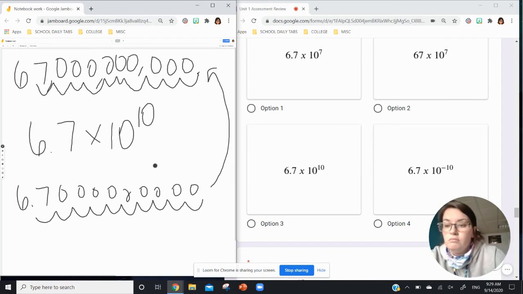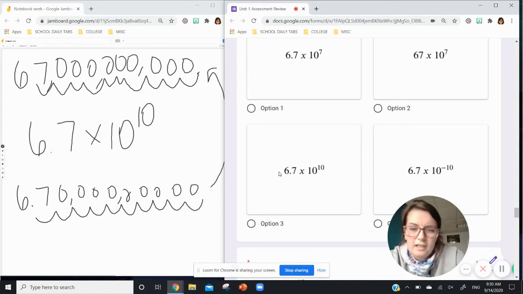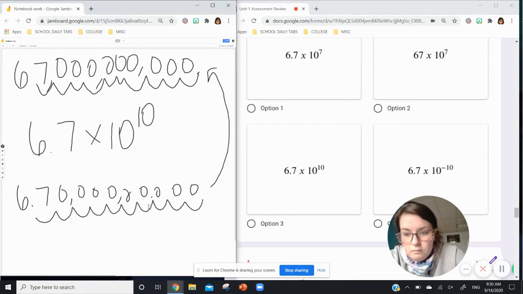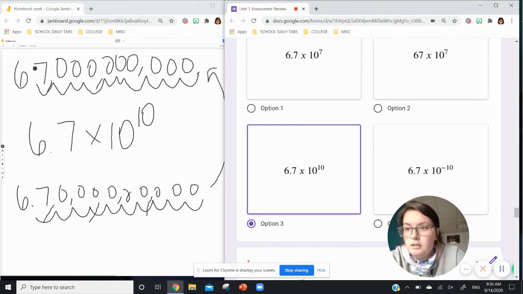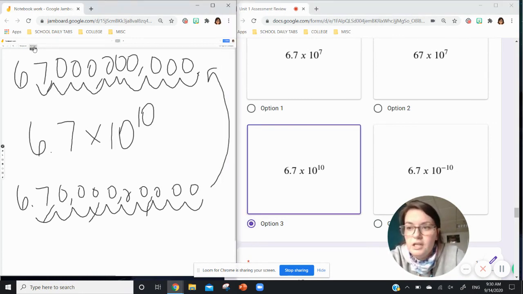Okay. Without the commas, it may look a little weird, so I'm going to try to add the commas. But it should match up. I think I put my commas actually in the wrong spot. But it does match up. So my comma's a little bit bigger. Yeah, so 67 billion, I think. But option 3 would be the right answer. So let me clear my frame.